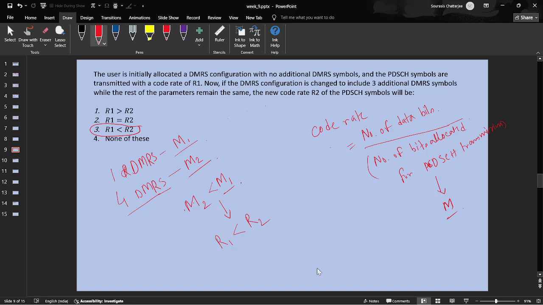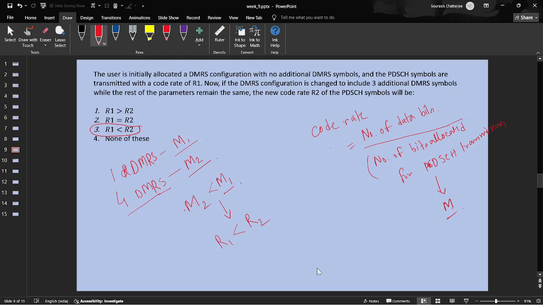When we mention the rest of the parameters remain the same, it's a hypothetical scenario where we are transmitting only one DMRS in one case, and in another scenario we are sending three additional DMRS. If we want to get into the practical scenario of the channel deteriorating, where the error accumulates and the SNR goes down, that is true, of course. But this question is more of a hypothetical scenario that only cares about the two different DMRS configurations, while the rest of the parameters remain the same.